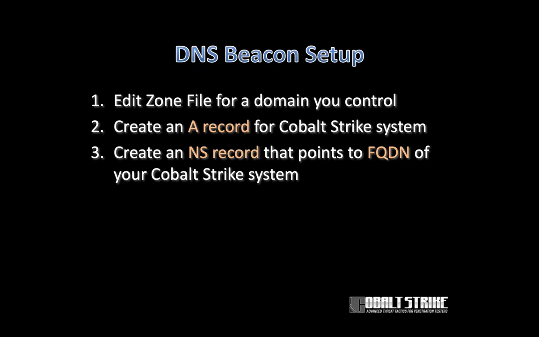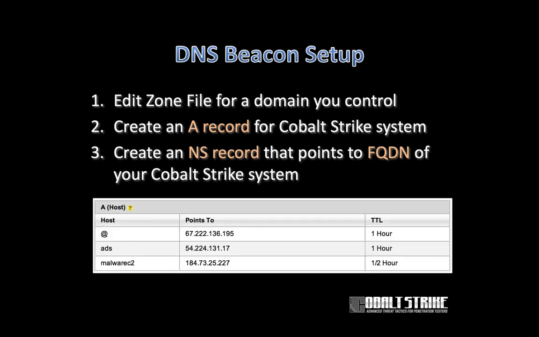Next, create an A record for your Cobalt Strike system. An A record is just a way of saying, hey, this host resolves to this IP address, this IPv4 address. So for example, create an A record to point malwarec2.losenolove.com to say 184.73.25.227. That's what this is showing right here. So once you've got an A record, you now have a way of, by name, referencing your Cobalt Strike team server system.